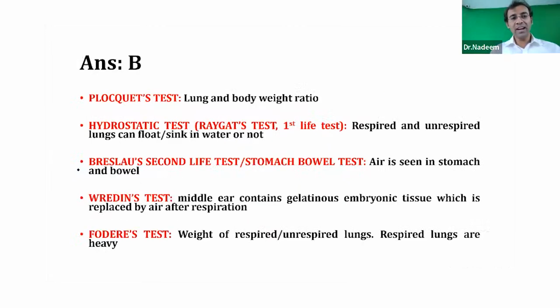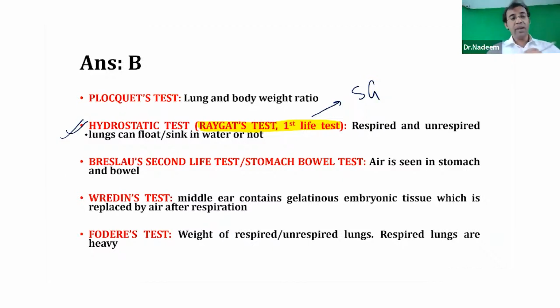I know some other tests: hydrostatic test, Raygat's test, or first life test. Here we check the specific gravity of the lungs. If a respired lung has air, and you do the post-mortem dissection of the lungs and keep them in water, they will float, meaning air is there. If they do not float, there is no air. Hydrostatic test.